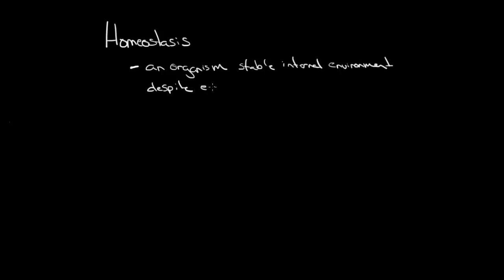Describing homeostasis, we could say that homeostasis describes an organism maintaining a constant or consistent, stable internal environment in an ever-changing external environment. Or we could say, despite external changes or stimuli.